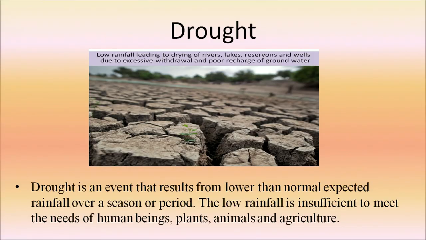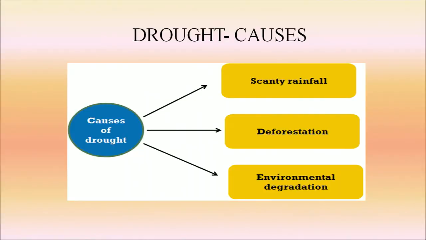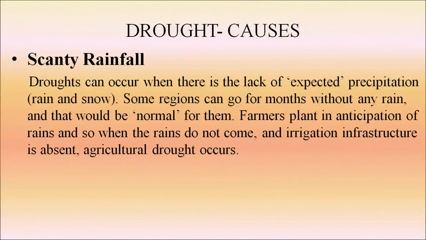Now come to the drought. Drought is an event that results from lower than normal expected rainfall over a season or period. The low rainfall is insufficient to meet the needs of human beings, plants, animals and agriculture. These are a few causes of droughts. First, we will take scanty rainfall. Droughts can occur when there is a lack of expected precipitation.